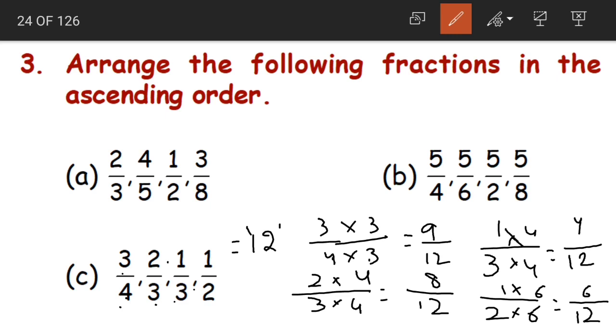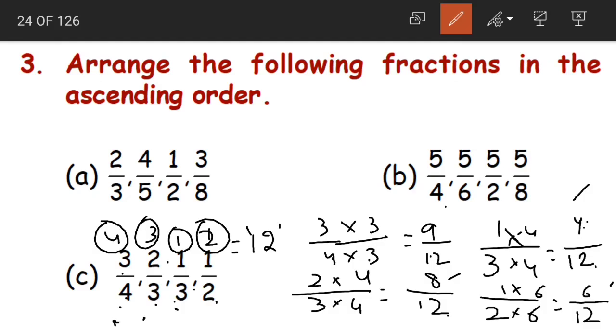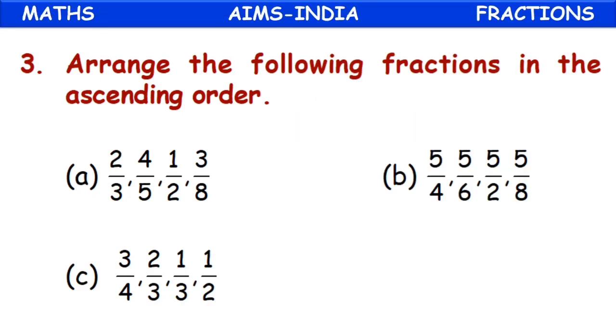What is the ascending order, children? 4, 6, 8 and 9. 4 by 12 means 1 by 3 is the first one. Then we have 1 by 2. Then we have 2 by 3. And lastly we have our 3 by 4. What is the ascending order here? 1 by 3, 1 by 2, 2 by 3 and 3 by 4. Understood, children? The same goes for descending order as well. And I hope you can solve the remaining two questions, right?